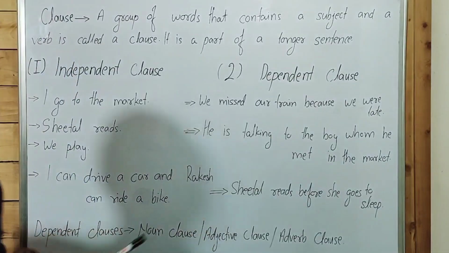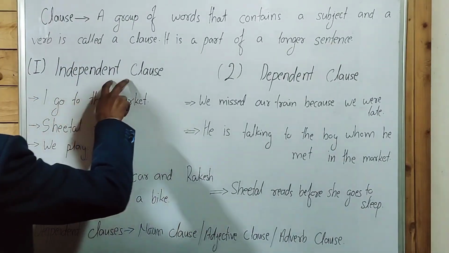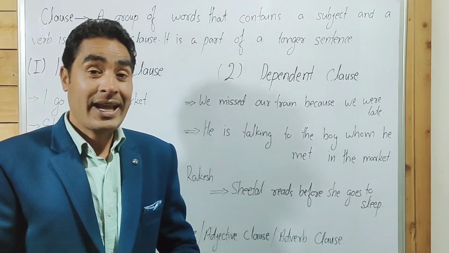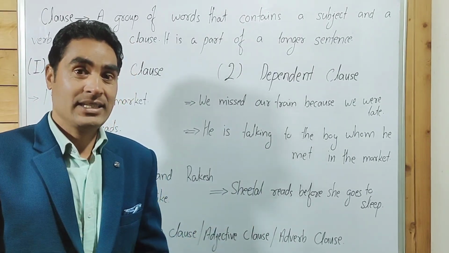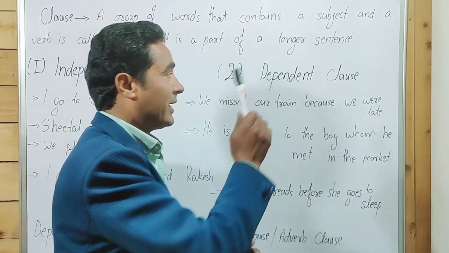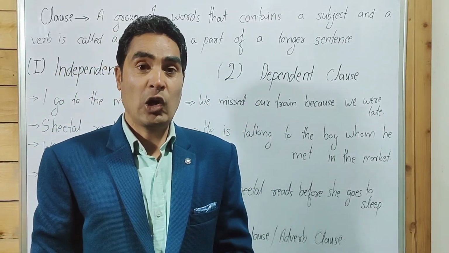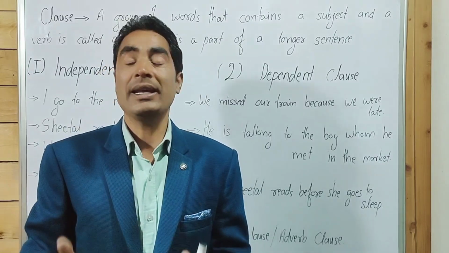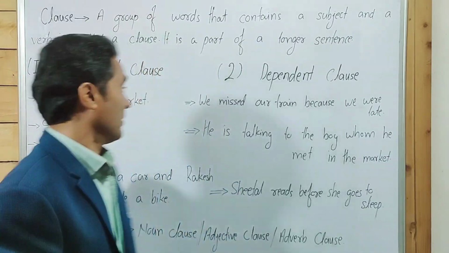Guys, point to be noted, we have only 2 types of clauses. An independent clause can stand alone. It has complete sense. When we talk about a dependent clause, a dependent clause can't stand alone. It doesn't have complete sense.